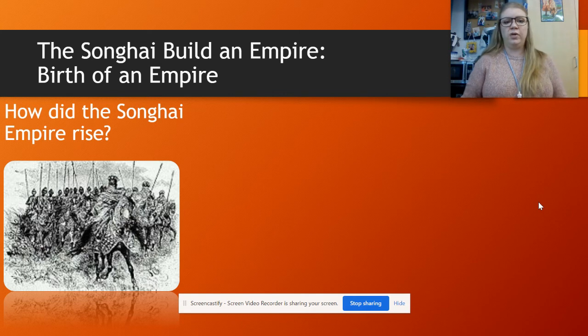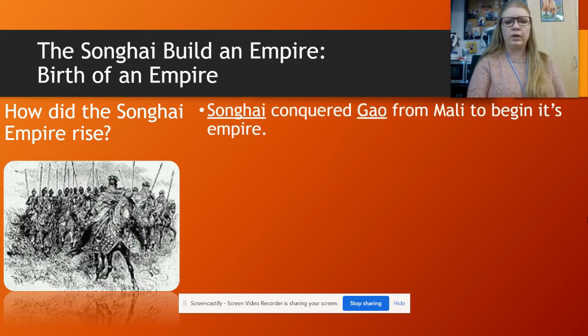So the Songhai Empire, the first section is called the birth of an empire. So this is the rise. So go ahead and write the question, how did the Songhai Empire rise, into your Cornell notes. So the Songhai conquered Gao from Mali to begin its empire.